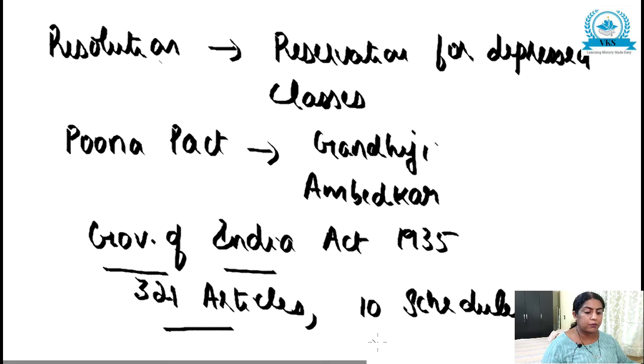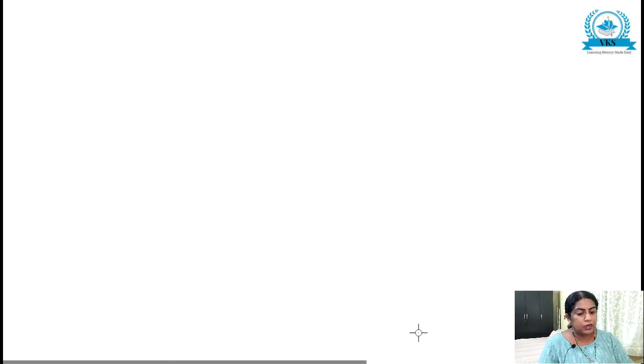That is a very important point included in the Government of India Act of 1935: 321 articles and 10 schedules. So this is how the Government of India Act of 1935 was passed. Now we have to see the provisions of the Act. Before that, we will just see the points which we have studied till now.